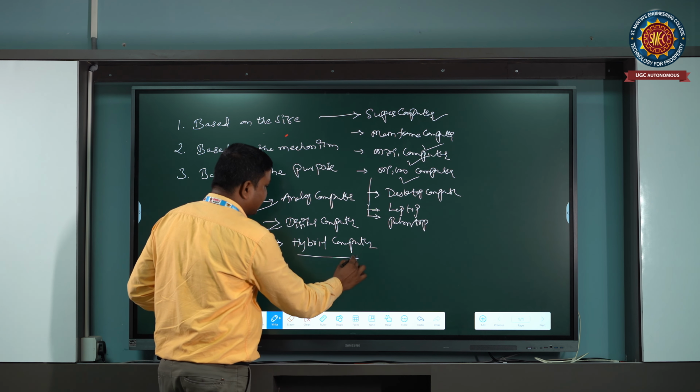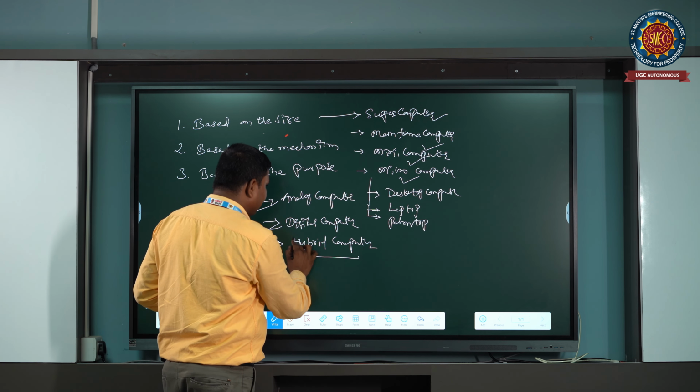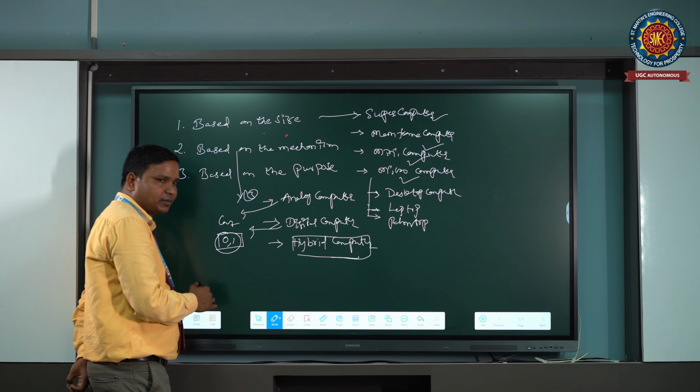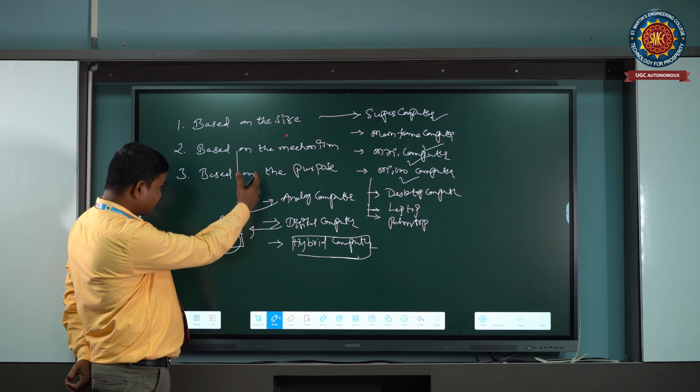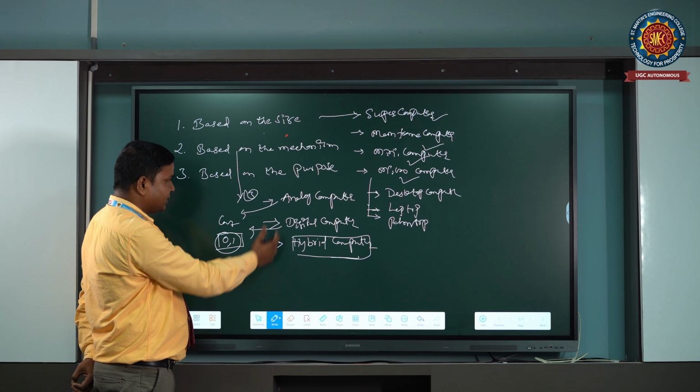Next one is the hybrid. Hybrid is nothing but the combination of both analog and digital. So based on the mechanism, it is divided into three categories.